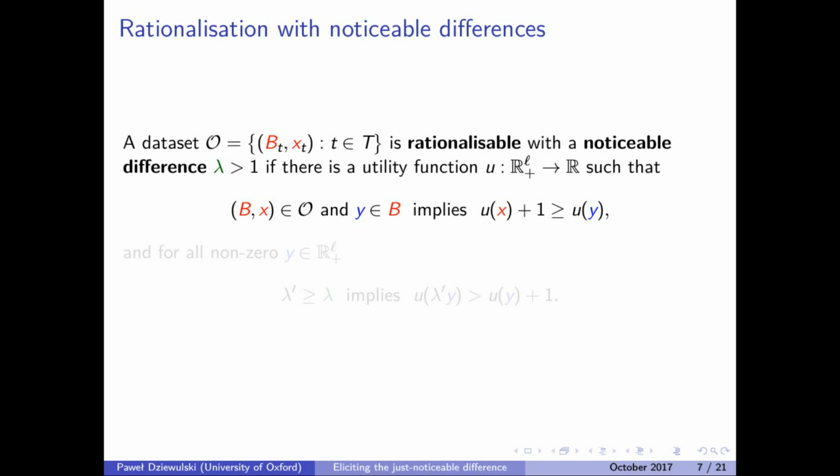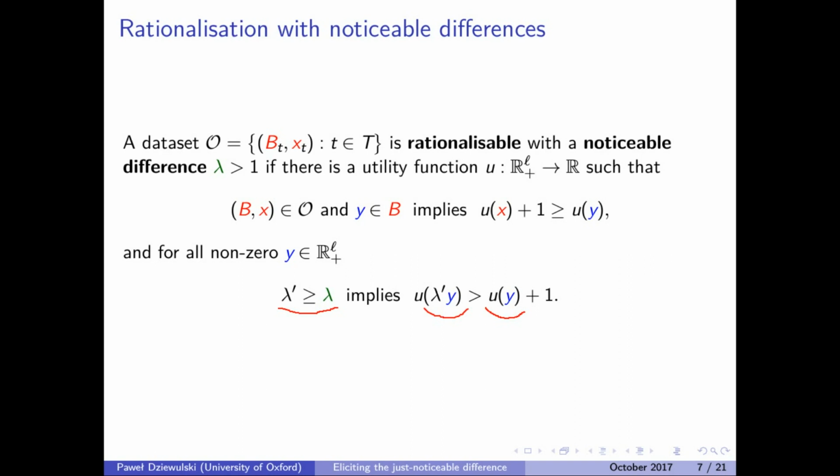We say that a set of observations is rationalizable with a noticeable difference lambda if there is a utility function u such that for any observation (B, x), if bundle y was available, then it could not be strictly preferred to x. Since this definition alone does not allow me to capture the noticeable difference, I restrict my attention to preferences for which bundle lambda prime times y is noticeably different and strictly preferred to y, for any lambda prime greater than the noticeable difference lambda.